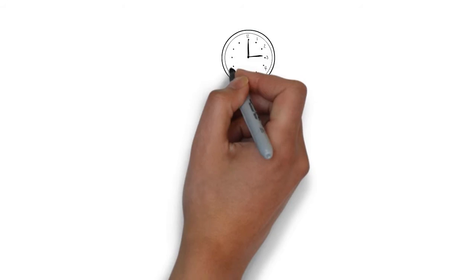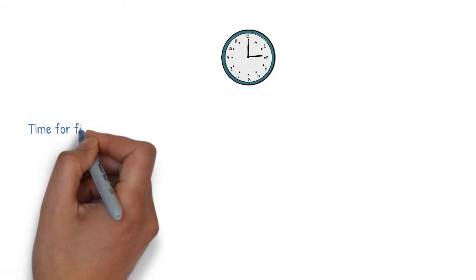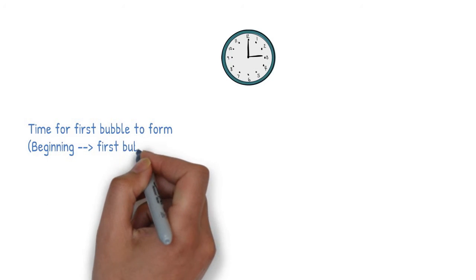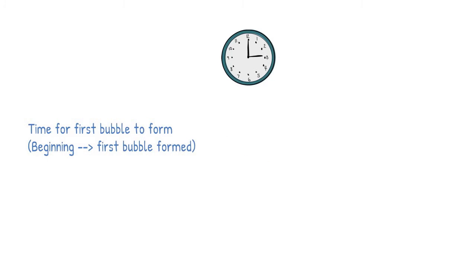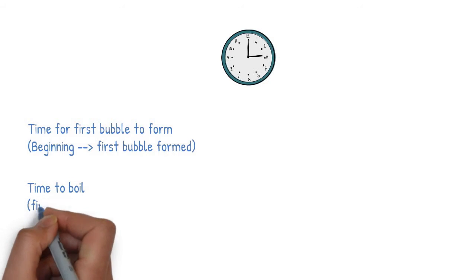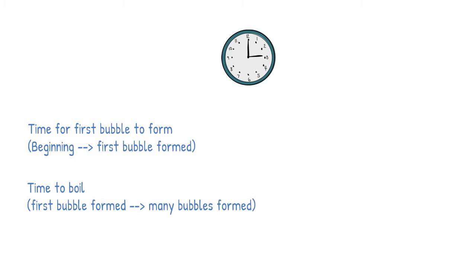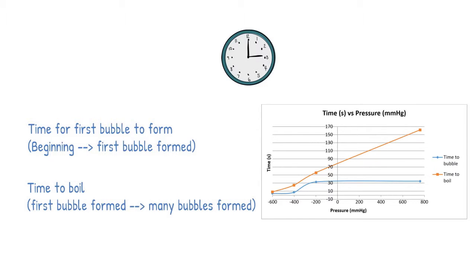Before we discuss our results, let me explain how we obtained those 6 graphs that we have shown to you just now. For the first graph, which is time versus pressure, there are 2 times that we need to record. The first one is the time for the first bubble to form, which means the duration from the beginning of the experiment to the first bubble formed. The second one is the time to boil, which means the duration from the first bubble formed to many bubbles forming. After we have recorded these, we can obtain this graph.